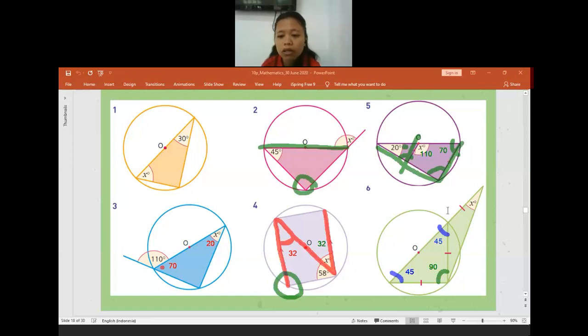135. Okay, 135. When it is 135, this is also an isosceles triangle, right? So how many degrees is the x? 22.5. Is there anyone confused?